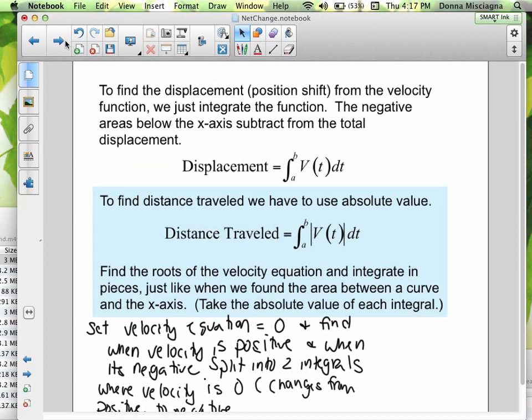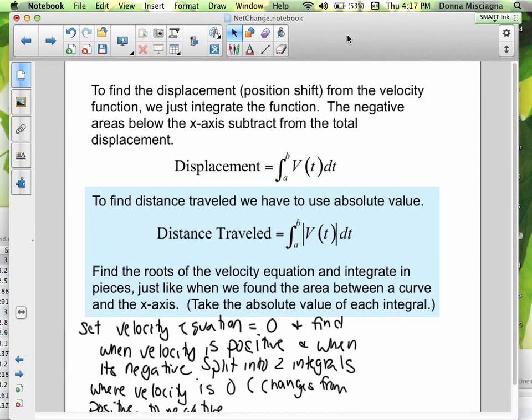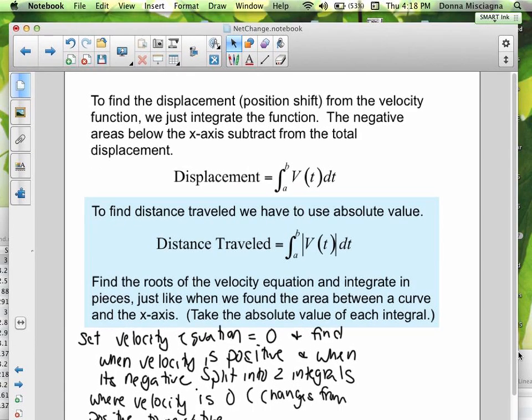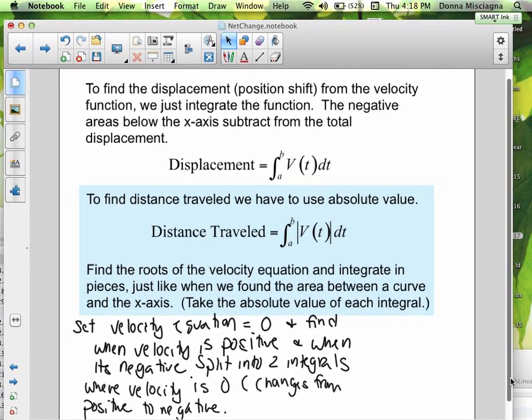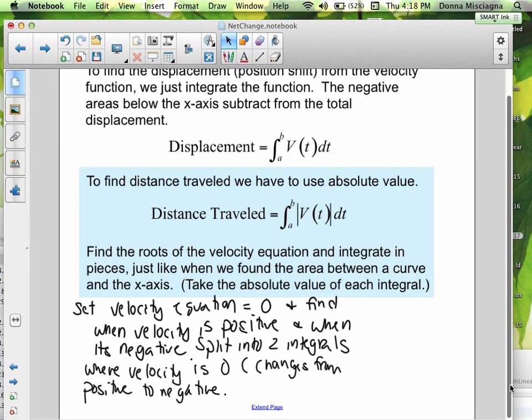Distance traveled is a little harder because you have to use absolute value. And you have to make sure that you know where your velocity is negative. So you're actually going to have to solve for that, which means setting it equal to 0 and figuring out where I'm going to have a negative number. I need to scroll down because we can't see part of it. There you go. All right, so we find the roots of the velocity equation and integrate in pieces.